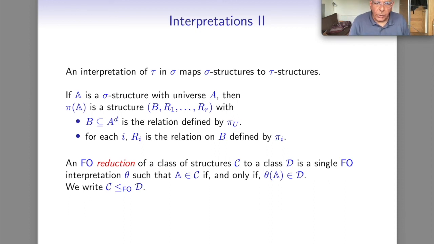So a first order reduction of a class of structures C to another class of structures D is an FO interpretation, which for any structure in C gives you a structure in D, right? An interpretation such that A is in C if and only if theta A is in D. This is the usual notion of a reduction. A reduction from a class C to a class D is a function which takes structures in C to structures in D, and structures which are not in C to structures which are not in D. Here we're just requiring that that function be given by a first order interpretation. And if it is, we say that C is first order reducible to D.